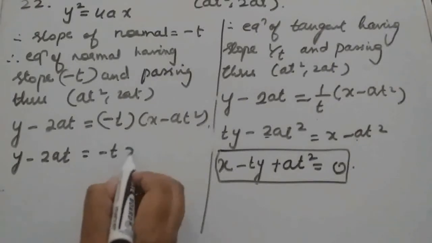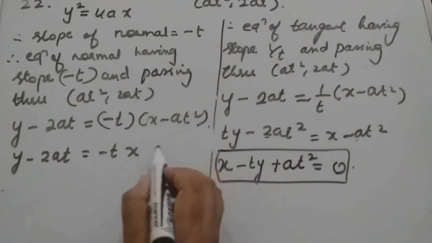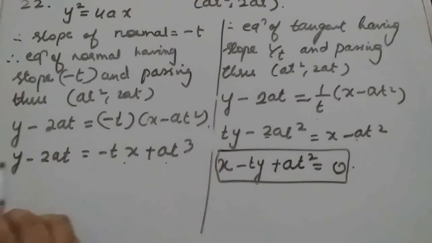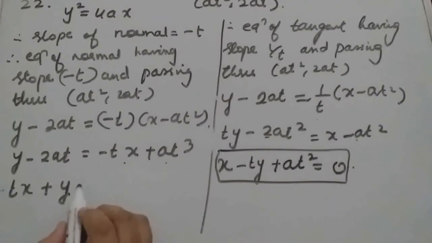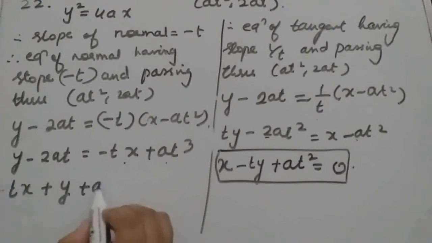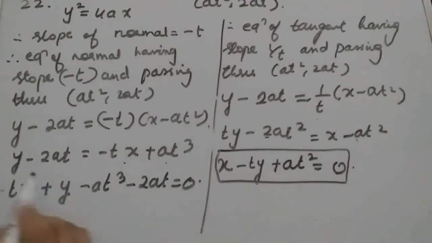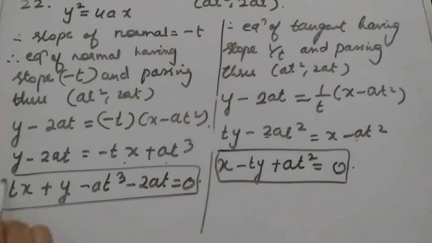So minus tx plus 80 cube. So these two terms we can shift here: tx plus y plus minus 80 cube minus 280 equal to 0. So this is the required equation of tangent, normal.